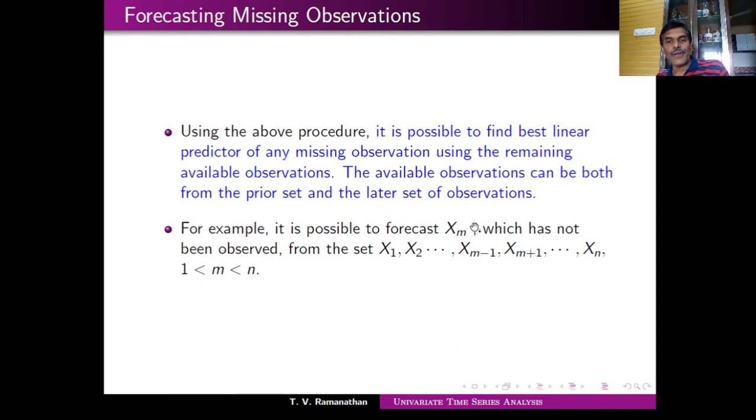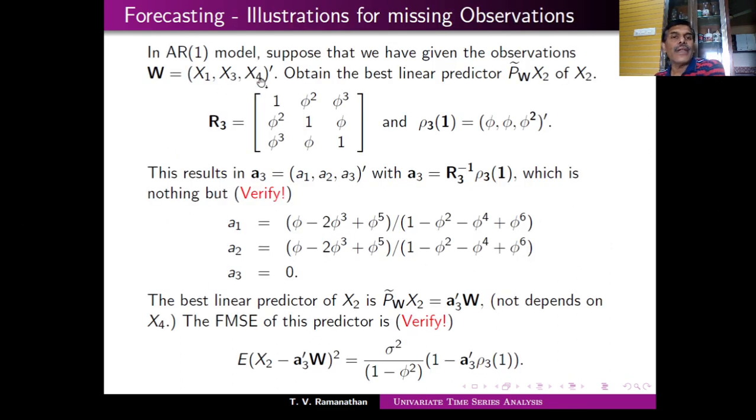It is possible to forecast xm when I have this data and xm is missing. I have illustrated that in a simple AR model, because that forecast depends on what? It's just depending on the covariance matrix. Of course, when I say covariance matrix, it can depend on the correlation matrix also, because you divide by gamma naught, and the covariance becomes correlation. So you can see that if I have x1, x3, x4 available and x2 is not there, we can get the best predictor of x2 using this covariance or the correlation matrix. So how will you obtain that?